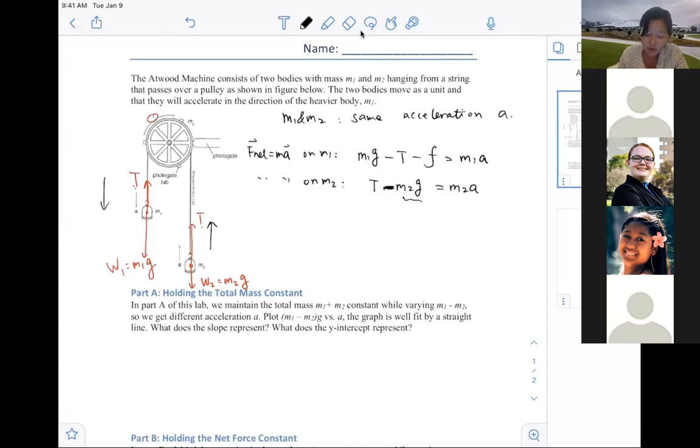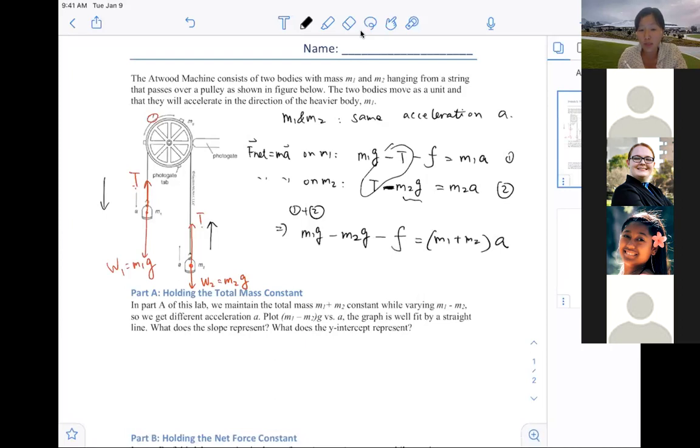So if I were to draw the free body diagram and do Newton's second law separately on these two masses, I get two equations. Then I can do equation 1 plus equation 2. You eliminate tension, right? And you end up with M1G minus M2G minus friction is equal to (M1 plus M2) times acceleration. Okay, so this is the equation that you have seen in your lab manual.